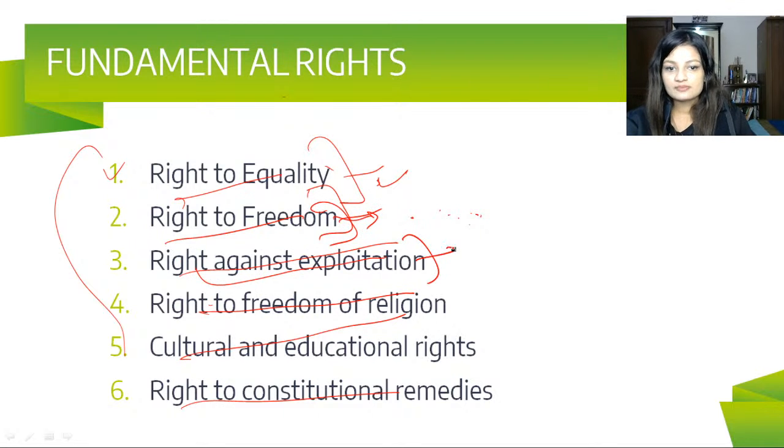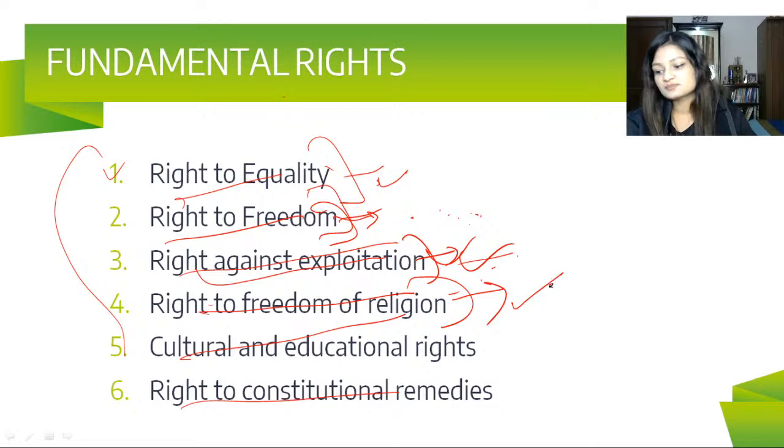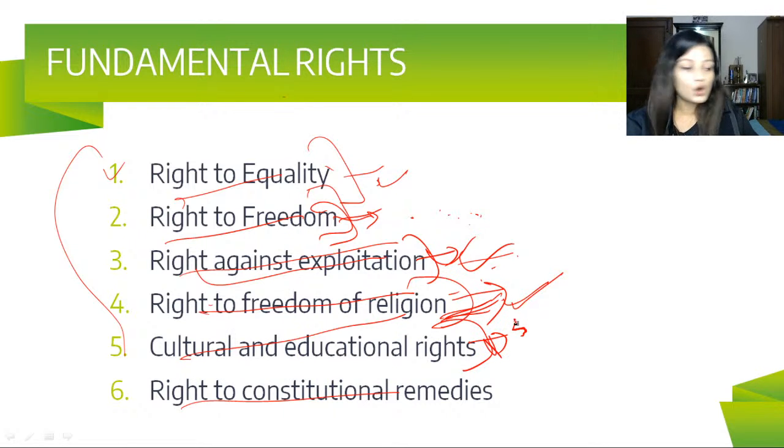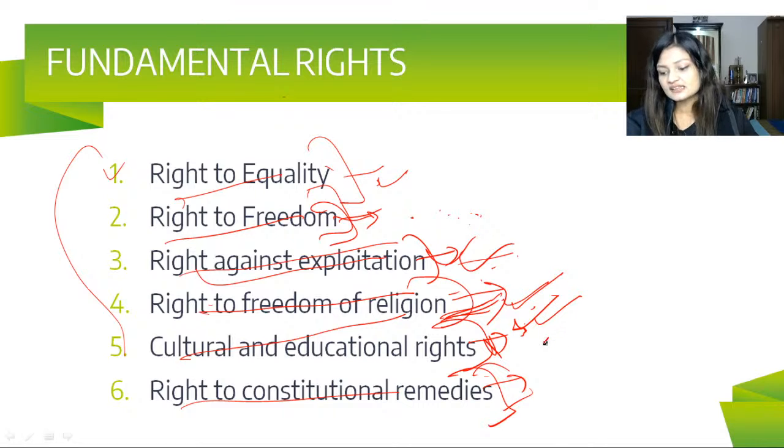Right against exploitation basically means that the constitution prohibits human trafficking, forced labor and children working under 14 years of age. Right to freedom of religion means that religious freedom is provided to all citizens. Every person has the right to practice, profess, and propagate the religion of their choice. Cultural and educational rights basically mean that the Constitution states that all minorities, religious or linguistic, can set up their educational institutions in order to preserve and develop their own culture. Right to constitutional remedies basically means that it allows citizens to move the court if they believe that any of their fundamental rights have been violated by the state.